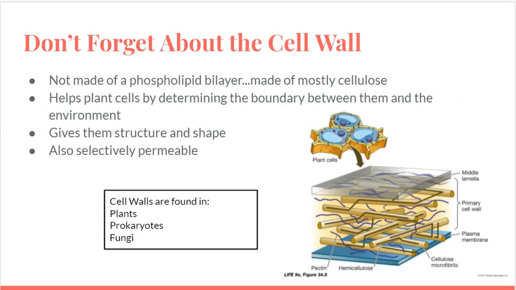Last but not least, I do want to mention the cell wall because some things have a cell wall, right? Not animal cells, but plants do, prokaryotes do, fungi do. And the cell wall, if you remember, surrounds the cell membrane. Okay, so the cell wall is not made of a phospholipid bilayer. It's made mostly of cellulose, that's going to be a carbohydrate.